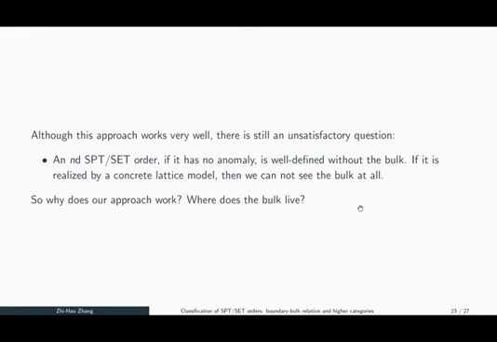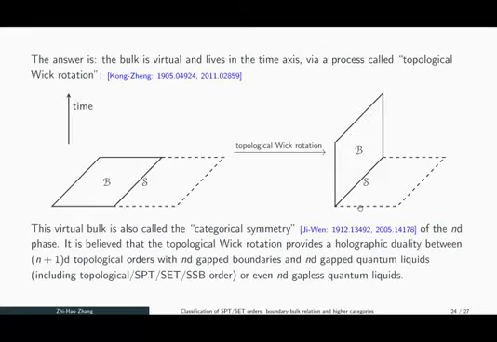So the question is, why does this approach work? And where is the bulk? The answer is the bulk is virtual and just lives in the time axis. You can imagine that you try to rotate this bulk to the time axis. This sounds crazy, but it has a name called topological Wick rotation. And this virtual bulk is also called the categorical symmetry. So it just describes the symmetry of this theory.